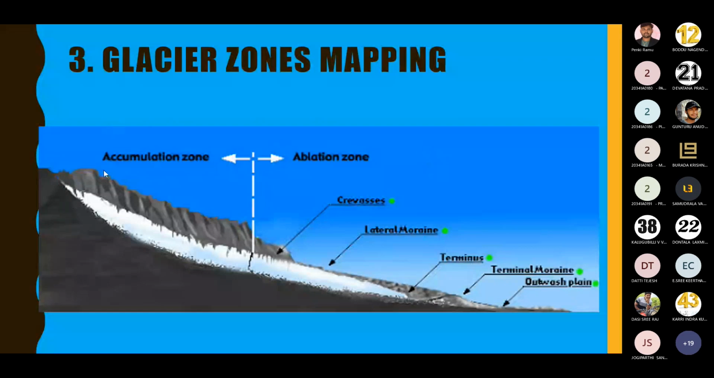Some of the important zones of glaciers are present. Hello. Hello. Yes, sir. Sir, continue.